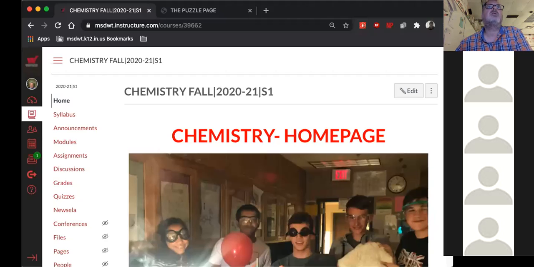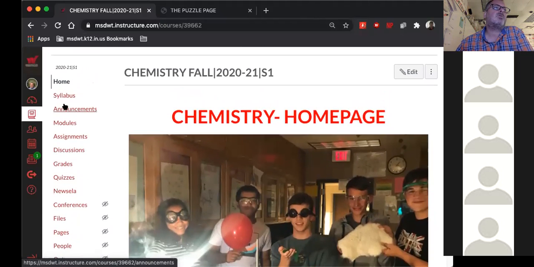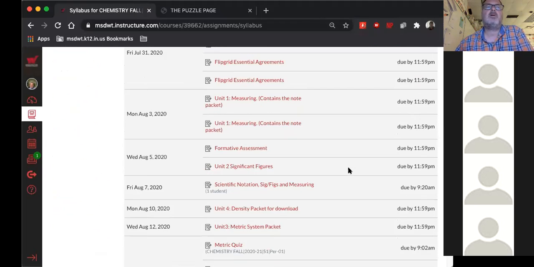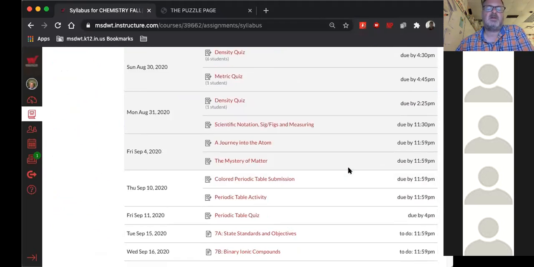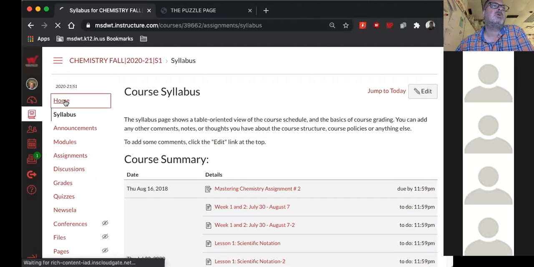So let's take a look at what we've got to do today. I did realize that some of you guys are using this right here. So when I say calendar, this is not the calendar I'm talking about. This will give you due dates and stuff like that, but that's not the calendar that tells you exactly what you should be doing each day.